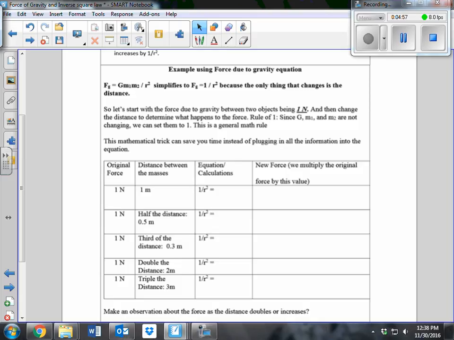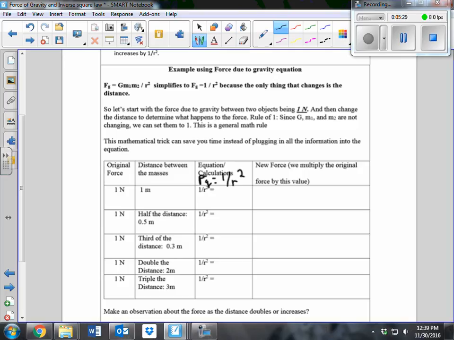So what we're going to do here is fill out this table. And I'm going to say, hey, I know that when the distance between these two masses, once again, we don't care what their values are because they're not changing, we're going to set them at 1 meter apart. And I know the force when they're 1 meter apart is 1 Newton. So now I'm going to plug into the equation where F of G equals 1 over r squared. Once again, let me be clear on this.